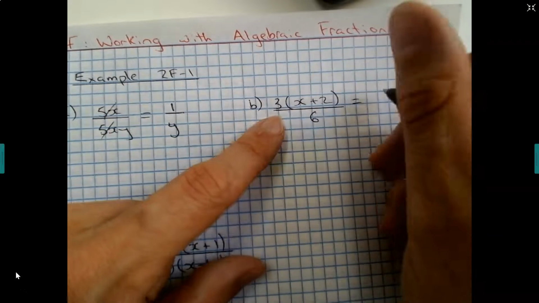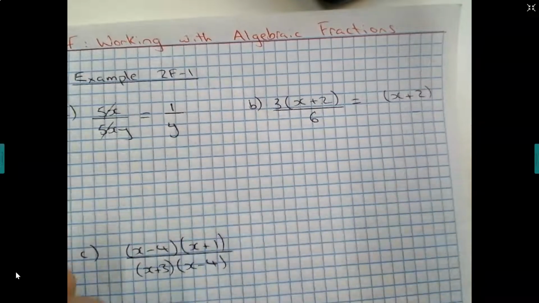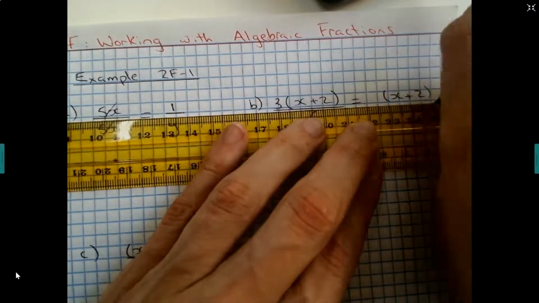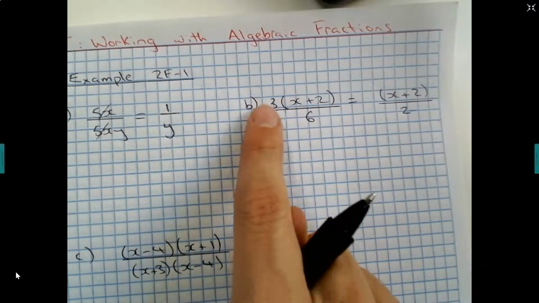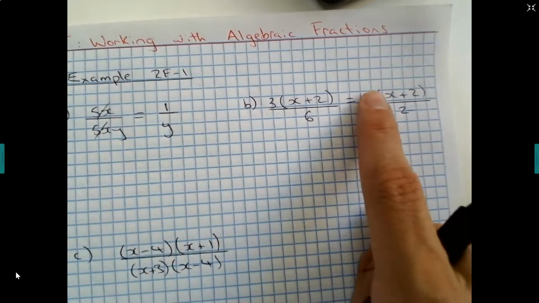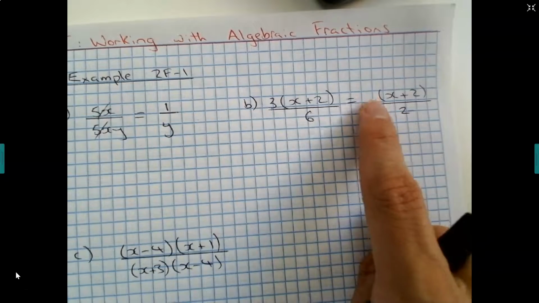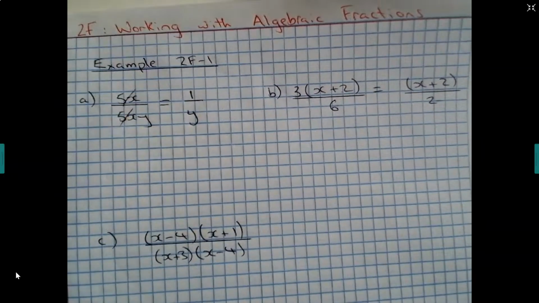So this would be x plus 2 over 2, because 3 divided by 6 is a half. So there's an imaginary 1 here because we have that half. Okay. Next one.